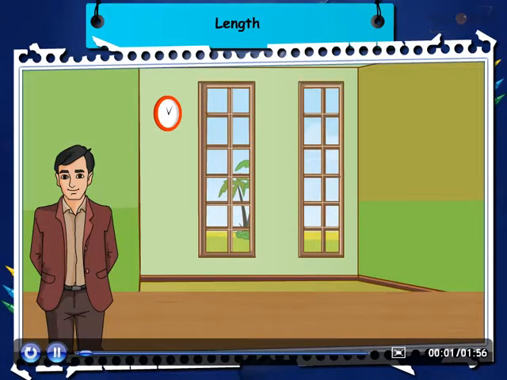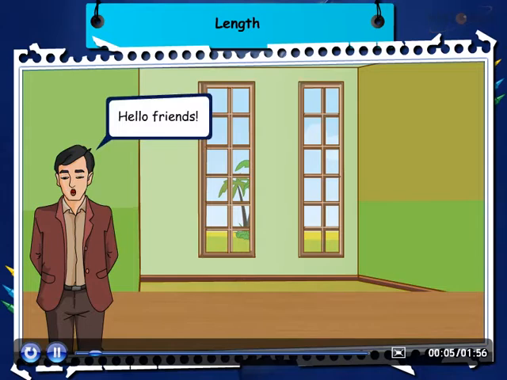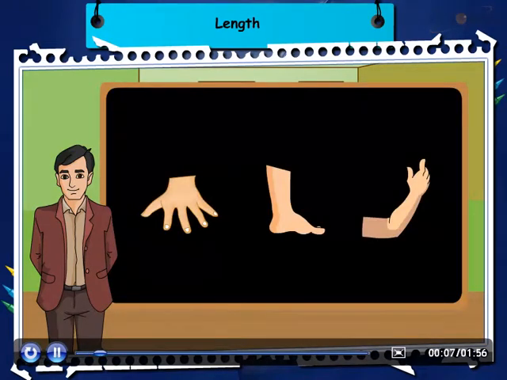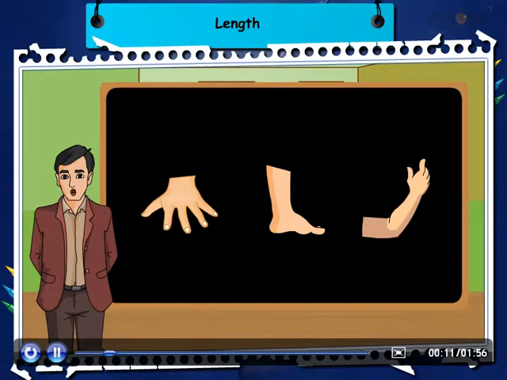Length. Materials used to measure the lengths of objects. Hello friends, look at the screen. These are the things which we are using to measure the lengths of the objects. That is, hand span, foot span and cubit. Let us discuss these basic ways of measurement.